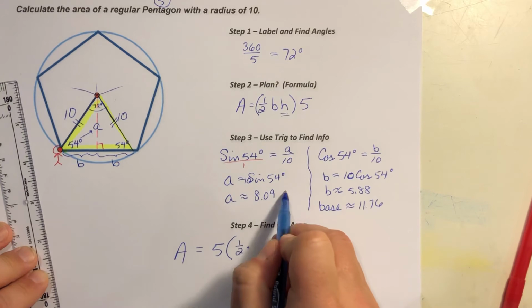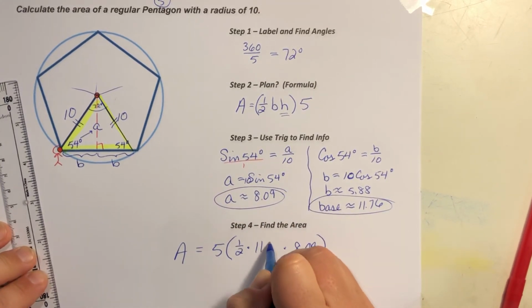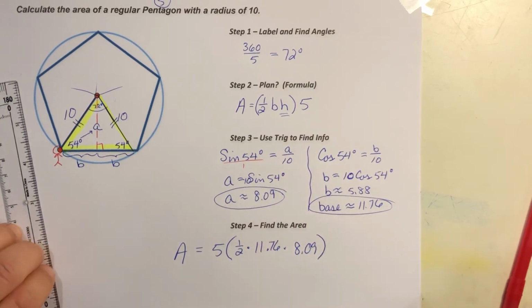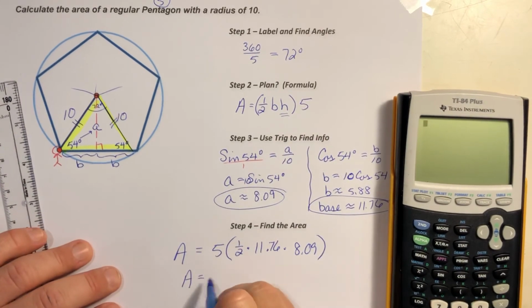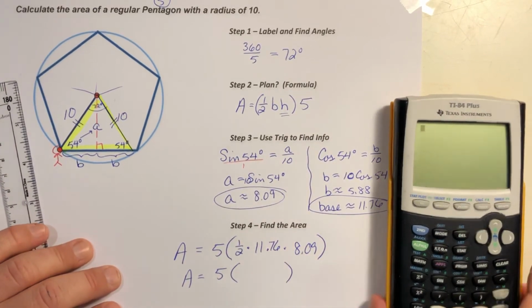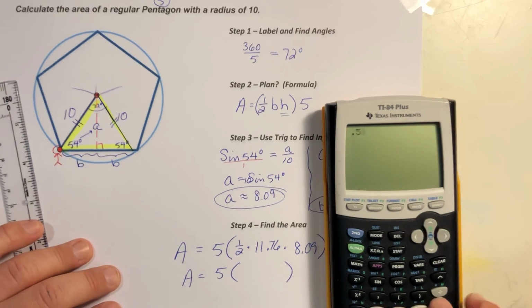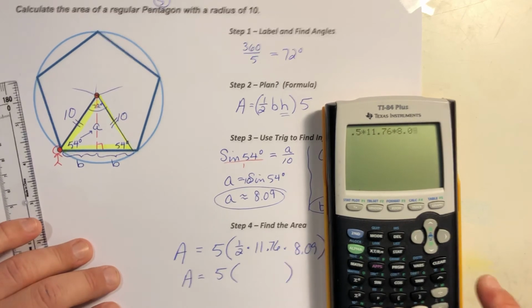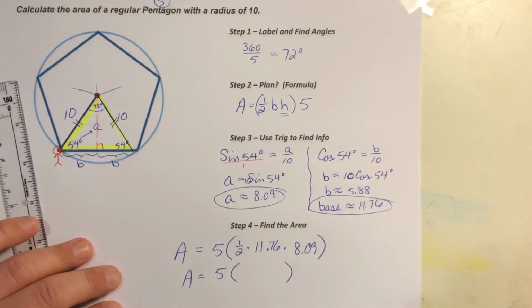Okay, now that was our height. That's our base. I'm going to go put my base in here. All right, so now I'm going to multiply. Now, guys, at this step here, it's really just all calculator work, right? So what I'm going to do here is I just want you to see the area of the one triangle first. So I'm going to type in, here we go, 1/2 times the base times the height. 0.5 times 11.76 times 8.09. So the area of one triangle is about 47.57.